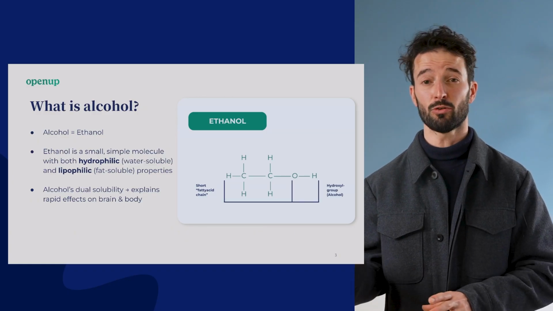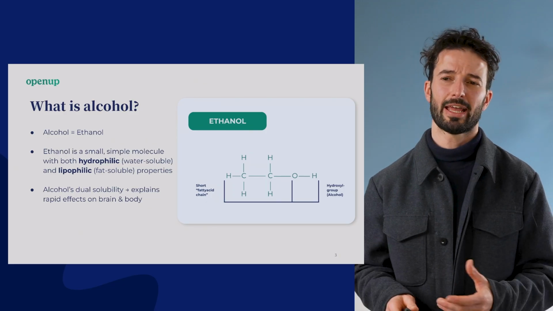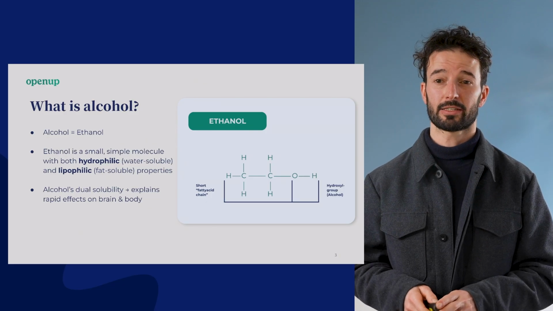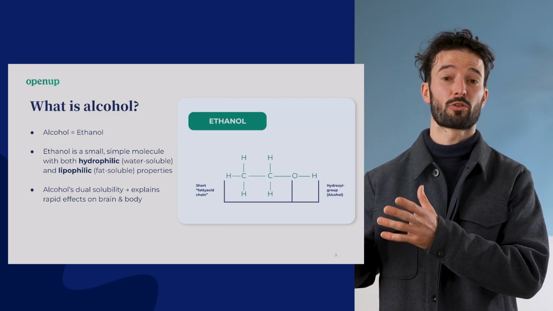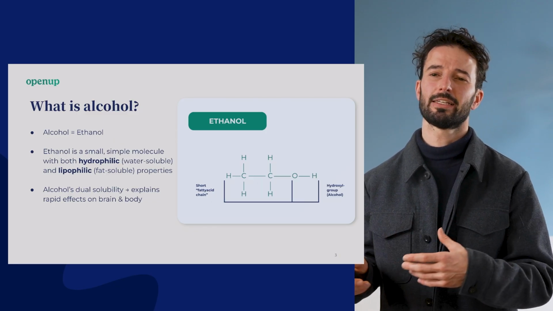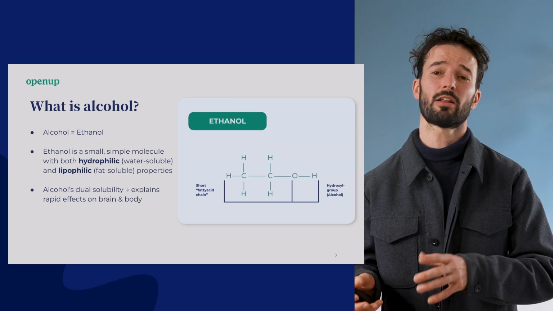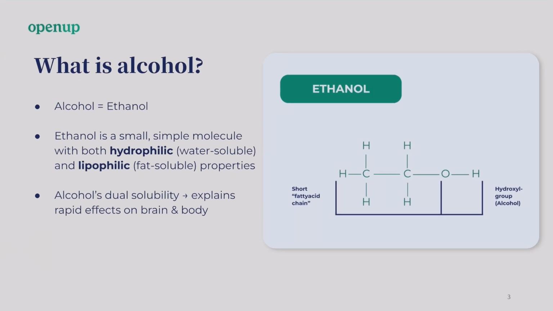It has an alcohol part, on the right side of the image, and a fatty acid chain-like part on the left side. And this alcohol group, the hydroxyl group, is a hydrophilic, water-soluble part of the alcohol. And you also have the fatty acid chain, which is lipophilic, so fat-soluble. And this also explains why alcohol is so quickly distributed throughout the whole body and has effects in nearly every cell, almost immediately.